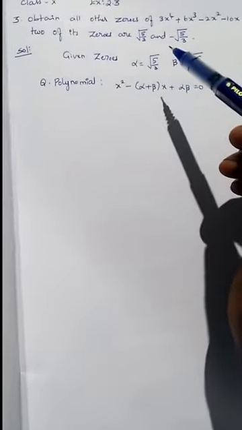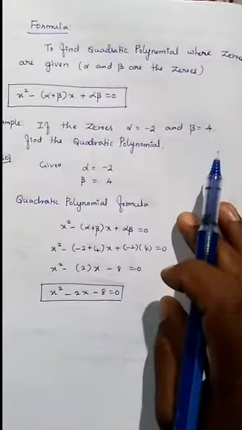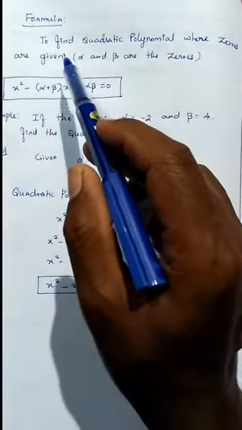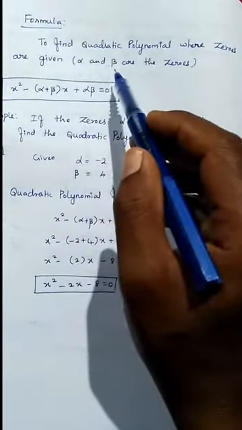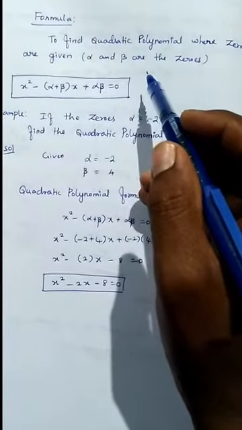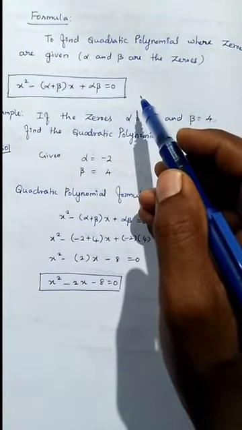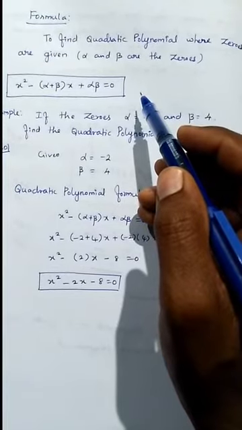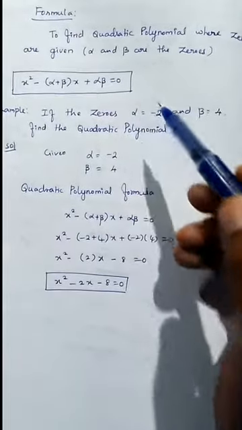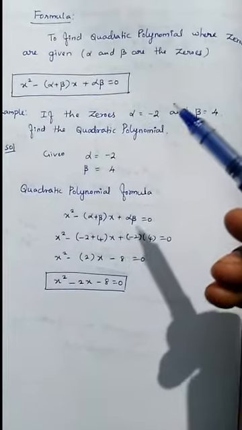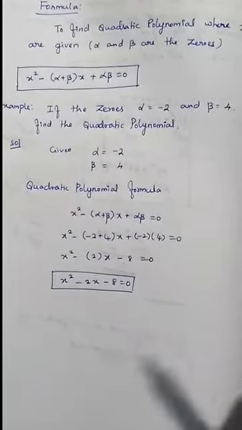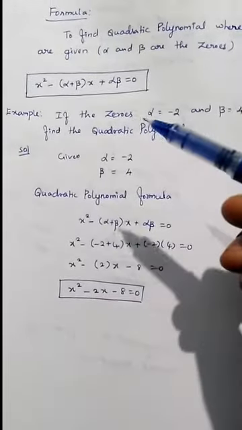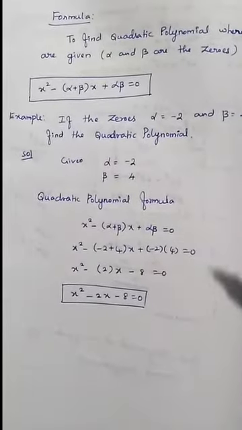Before going to this sum, let's recall some other concepts as well. There is one formula to find the quadratic polynomial whose zeros are given. Alpha and beta are the zeros of the quadratic polynomial. In the second exercise we learned how to find the zeros of the quadratic polynomial and how to verify the relationships also. Now when the zeros are given, you have to find the equation. So this is the reverse method.